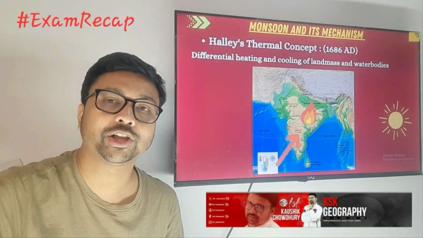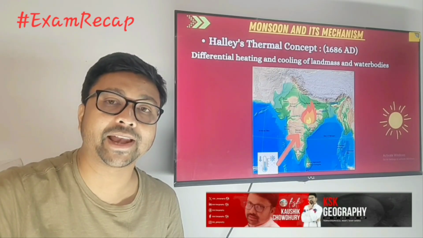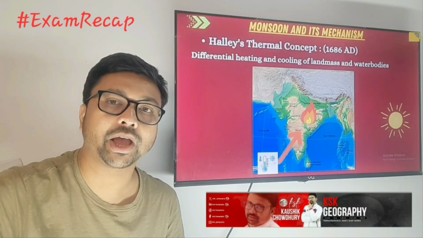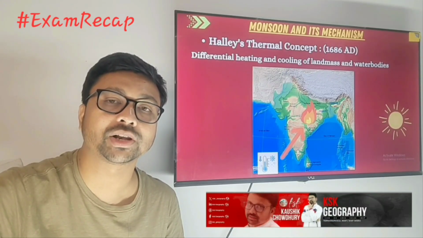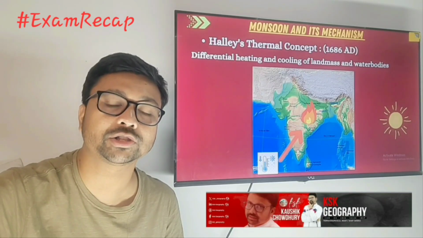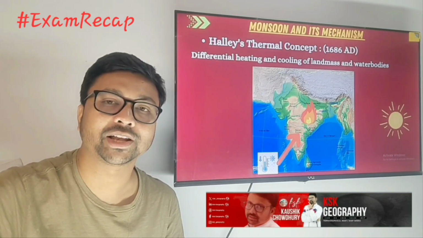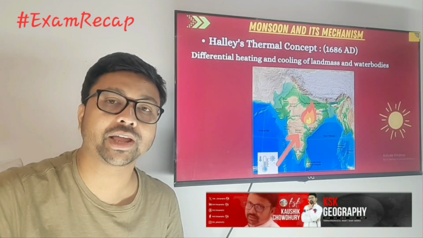And during winter it is just the opposite, because the sun shifts to the southern hemisphere, and as a result this is the time for the northern hemisphere to release the temperature. India releases the temperature quickly, meaning the landmass releases the temperature quickly compared to the water bodies. So the landmass temperature is low and the surrounding water bodies temperature is high. So the pressure belt is opposite: on the Indian landmass there is high pressure, and on the surrounding water bodies there is low pressure.